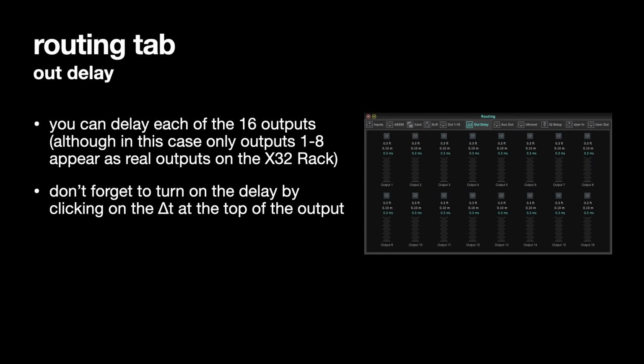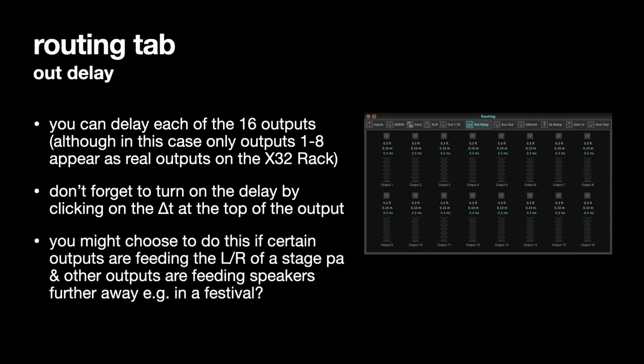So don't forget to turn on the delta T at the top of the output. If you do that, then you'll hear the delay, but if you don't do that, you won't hear the delay even though you've set it up. I've talked a little bit about this. Speed of sound is approximately 343 meters per second. So if you're 343 meters away from the desk, then it will be 1 second before the sound arrives to you.